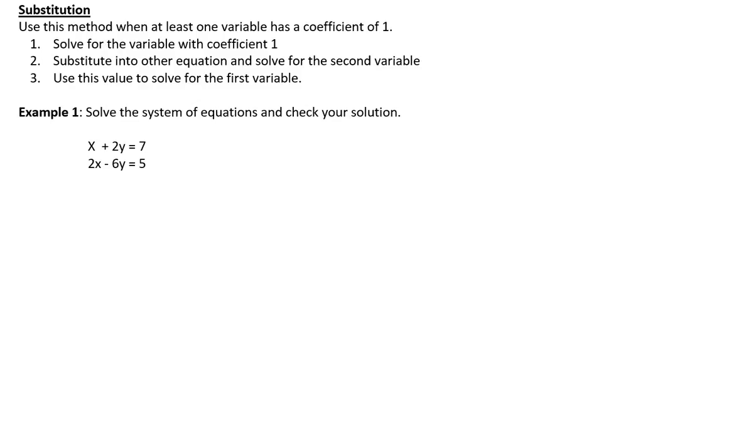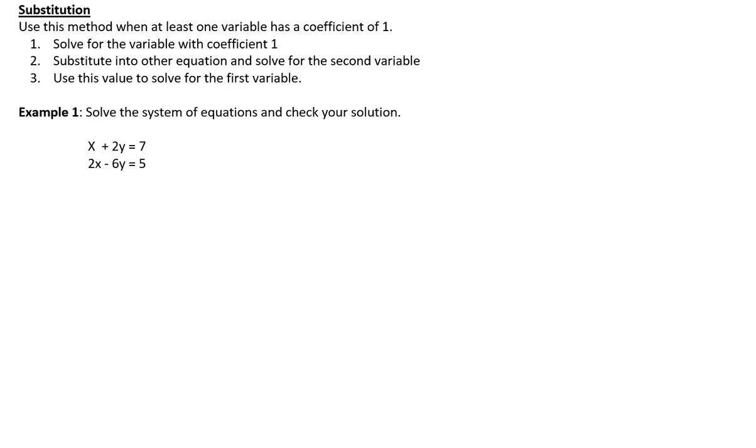So let's look at the example that we have right here. We want to solve the system and check our solution. Now, we know that substitution is a possible method that we can use here because our x has a coefficient of 1. If there's more than one variable that has a coefficient of 1, then you can pick either one to solve for. But since we only have one variable here, we're going to go ahead and solve for x first.